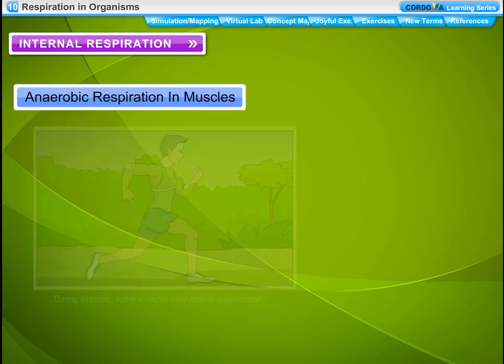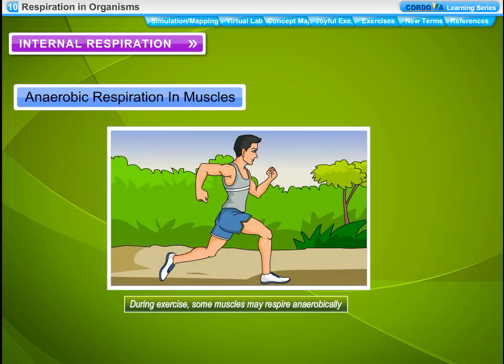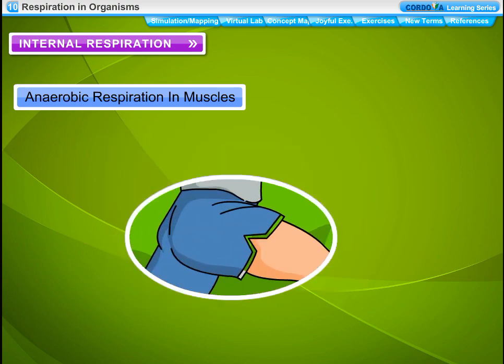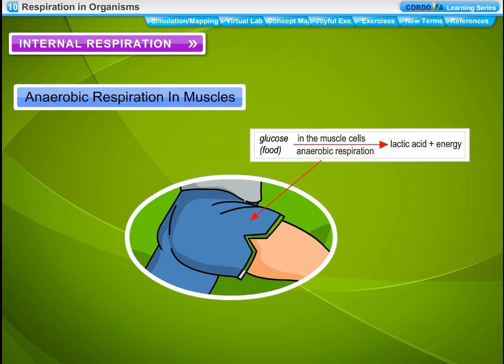Anaerobic respiration in muscles. During exercise, some muscles may respire anaerobically. Glucose, food. In the muscle cells, anaerobic respiration releases lactic acid plus energy.